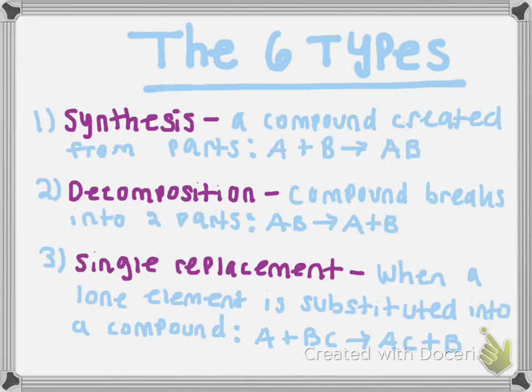The third is single replacement. This is when a lone element is substituted into a compound. So here we have A plus BC equals AC plus B. What happens here is A is replacing B. So now it becomes AC plus B because A is replacing B.